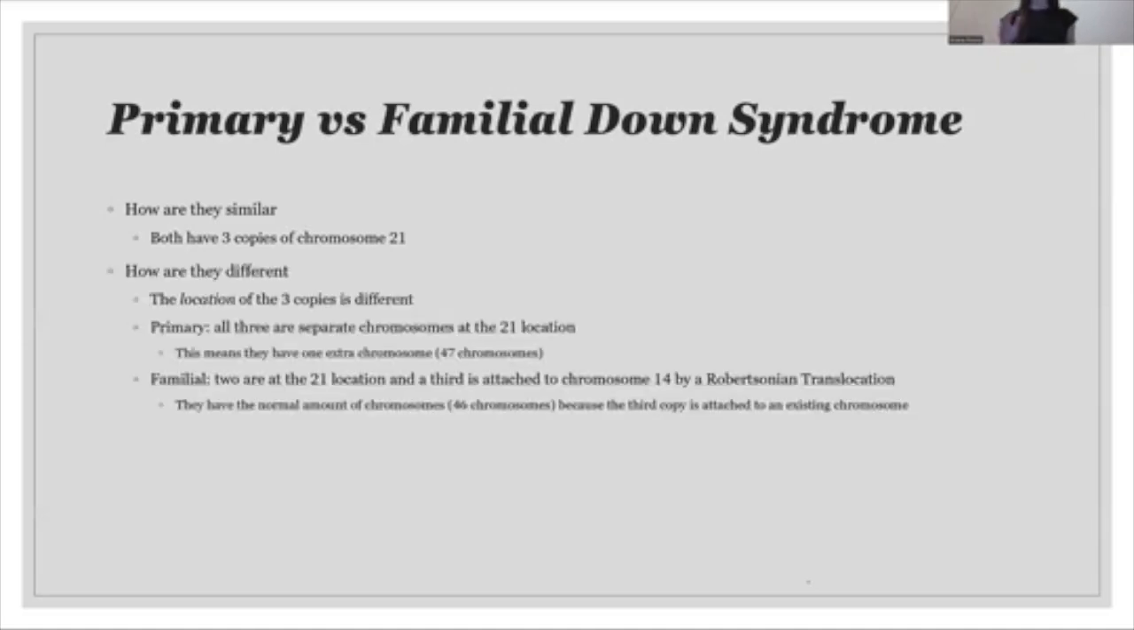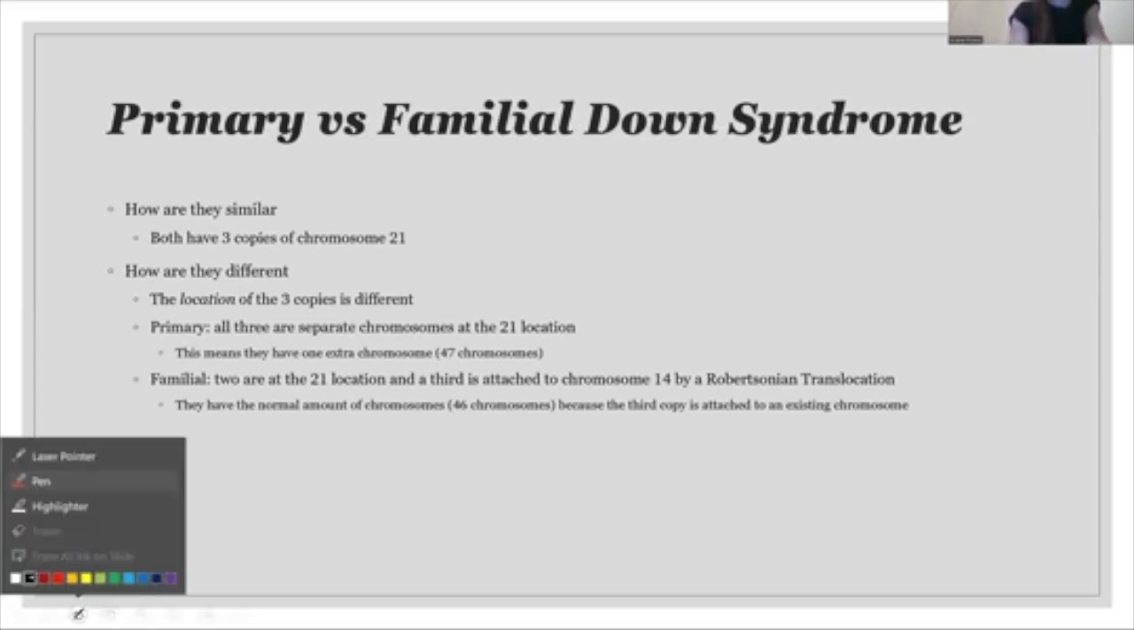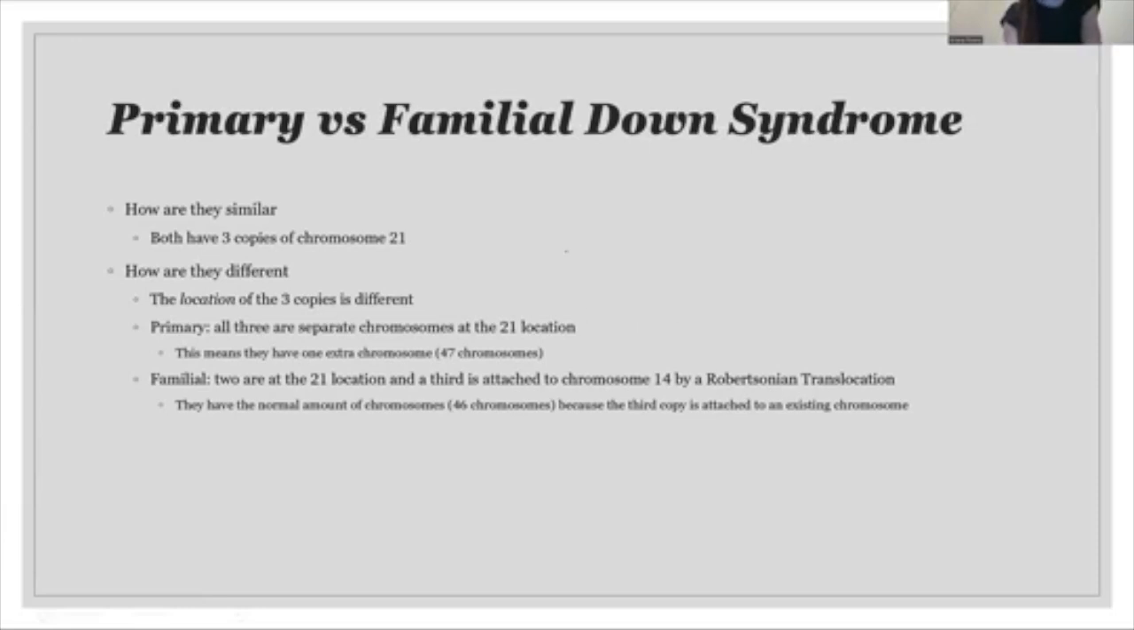They differ on where those 3 copies are, the location of those 3 copies. In primary, the one that you're most familiar with, all 3 are going to be separate chromosomes located at the 21 location. So if we had our karyotype, at location 21 you would have 3 chromosomes right there. Because we're only supposed to have 2 per location, now we have 3. That means they're going to be trisomic, and they would have 47 chromosomes.